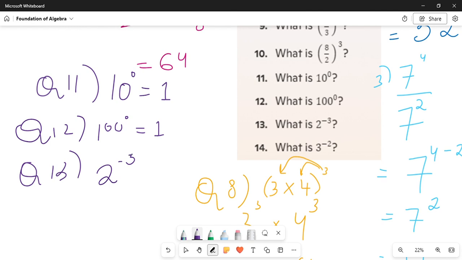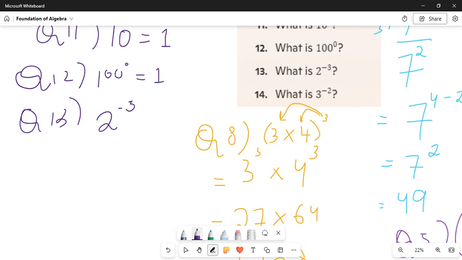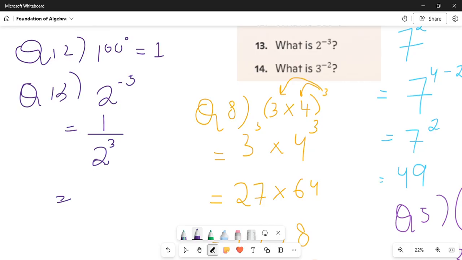Question number 13, it is 2 raised to the power of minus 3. And, okay, now we have to take the reciprocal, which means we can make it 1 over 2, and now the power will become positive. The power of 3, which equals 1 over 8, which is our answer.